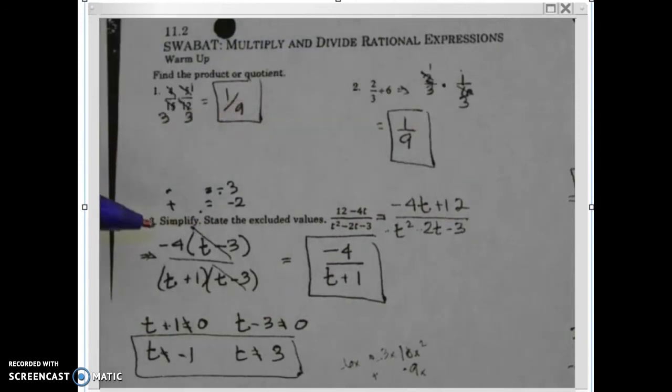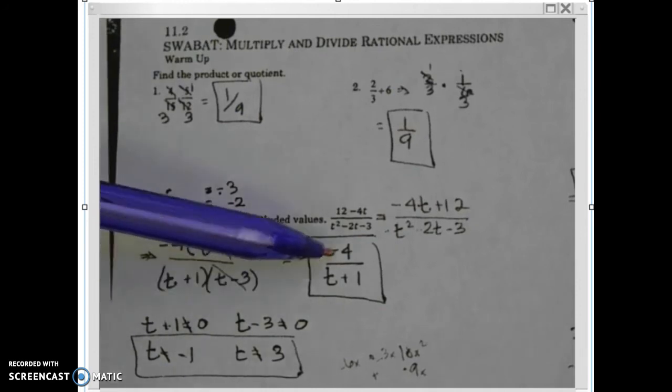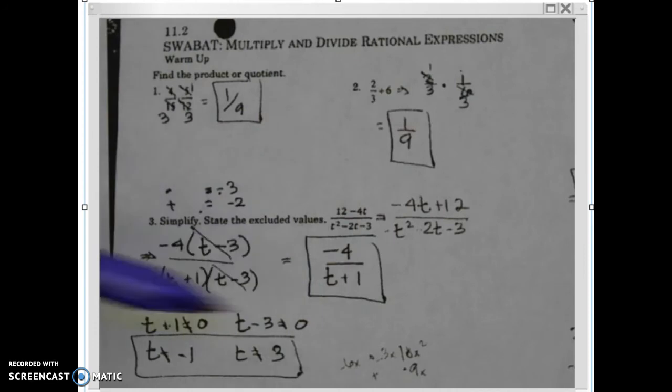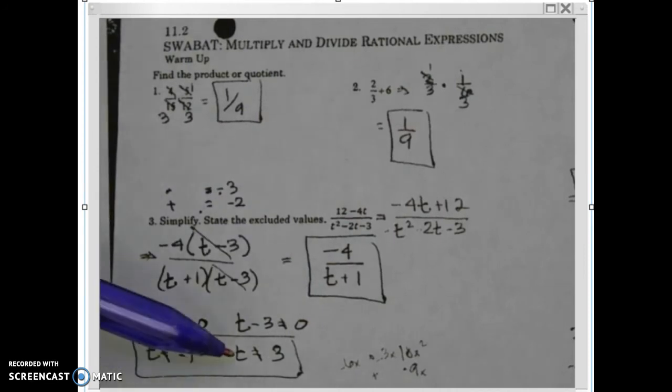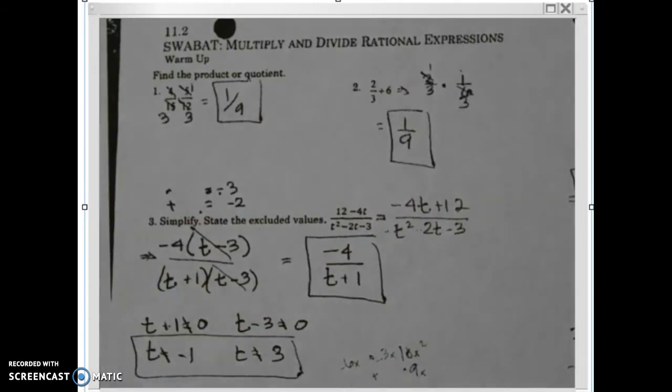And then for number 3, it's a review from 11.1 that you just watched. Let's see if you did it on your own. We factored first, canceled and canceled, then I got -4 over t plus 1. And then my restricted values were t cannot be -1 and t cannot be 3. Beautiful.